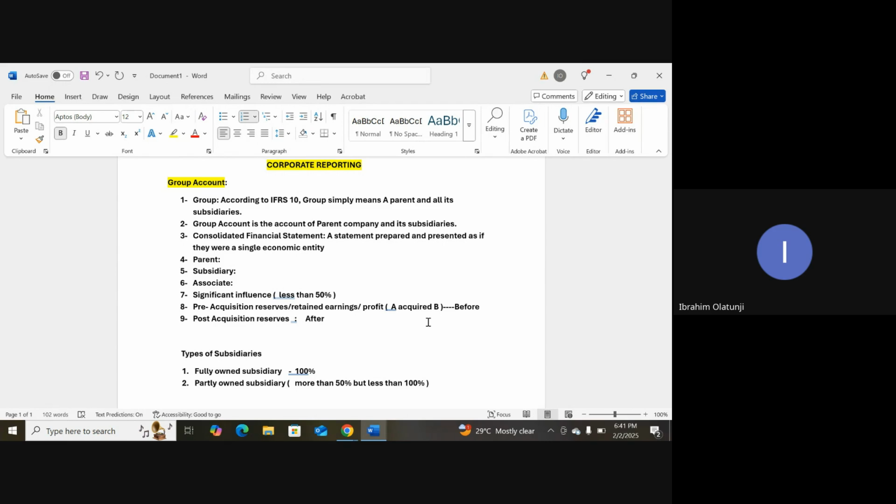When a parent company acquires the subsidiary with the hope of what? Having control more than 50%. If the parent company acquires 51%, then we say it's a partly subsidiary, that the parent is having control of 51% but less than 100%, that means it can be 51 up to 99. That's why I say more than 50%. But if the parent company acquires exactly 50%, that's what they call a joint venture. Is it clear?